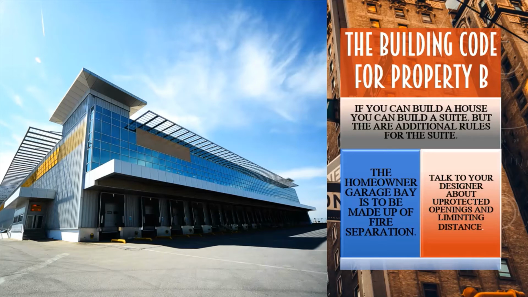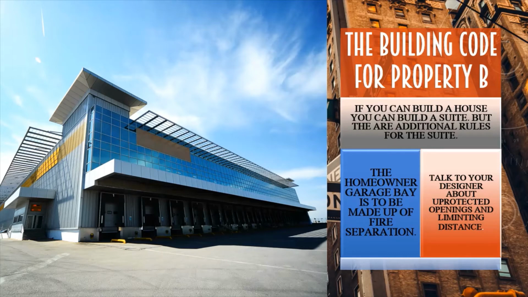Next is the building code for property B. Basically, if you can build a house, you can build a suite. The only thing you need to be mindful of is that the homeowner's garage bay needs to be a fire separation. Wherever you park, there has to be a wall between your vehicle and the tenant's vehicle. That is going to be a fire separation there, and a fire separation between the suite and the stall below.